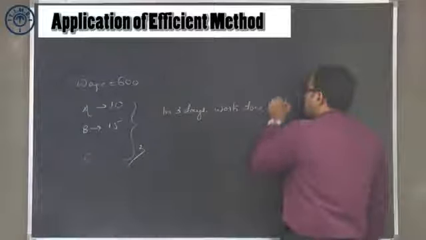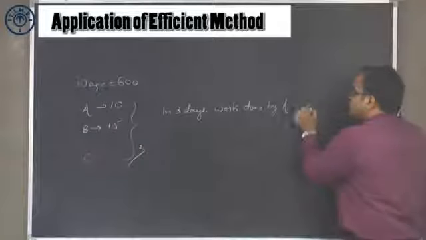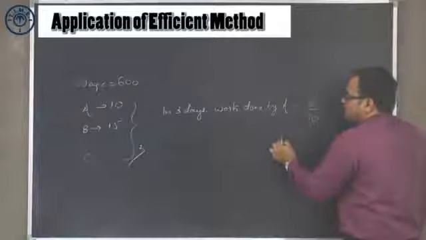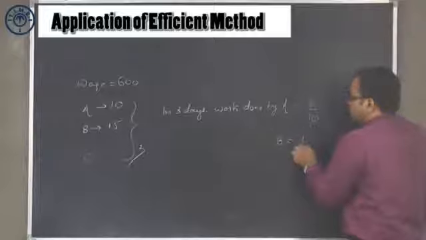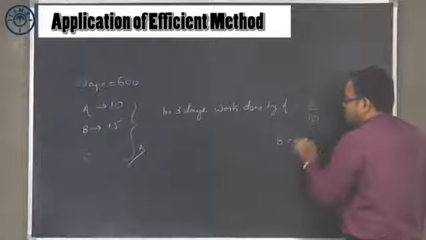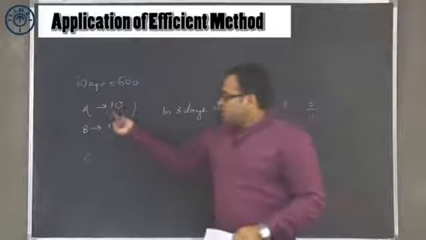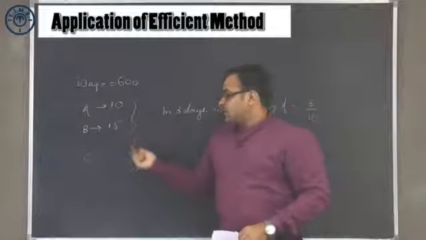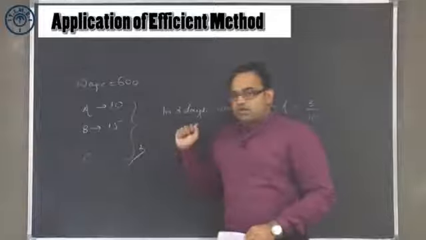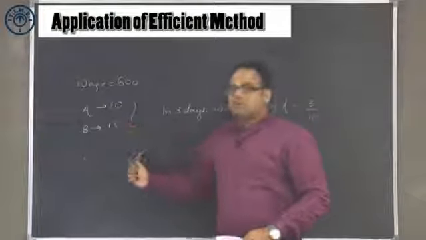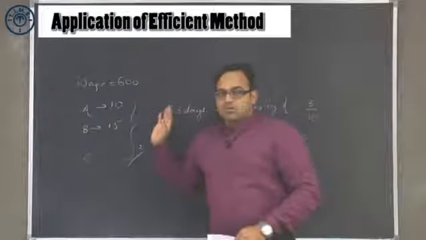work done by A is equal to 3 upon 10. Similarly, work done by B is equal to 3 upon 15. See, the thing is that if A can complete the work in 10 days, in 3 days he will do 3 upon 10 of the work. Similarly, B will do 3 upon 15 of the work. C will do the remaining work.